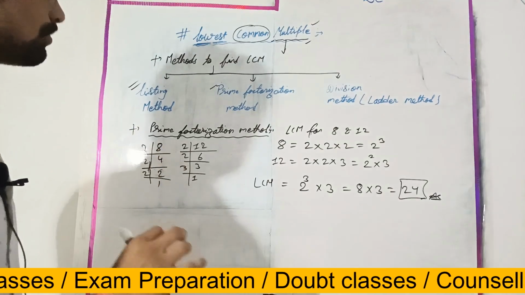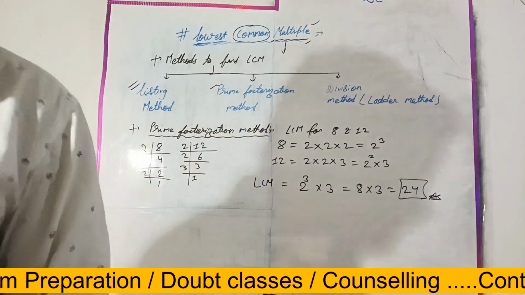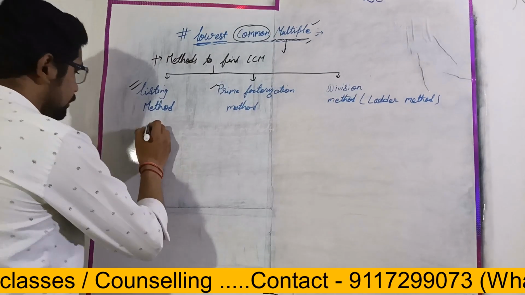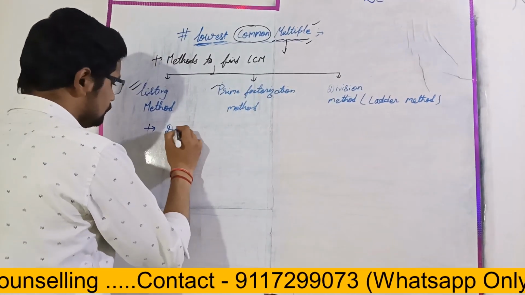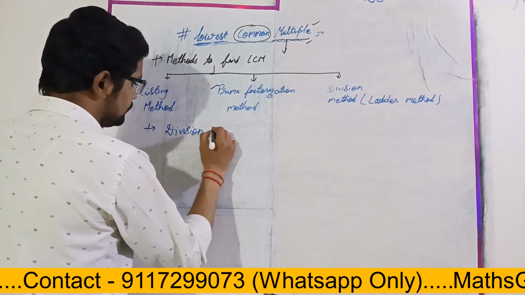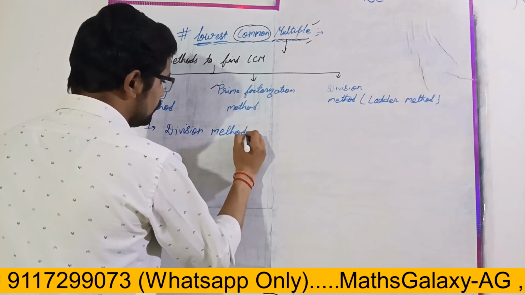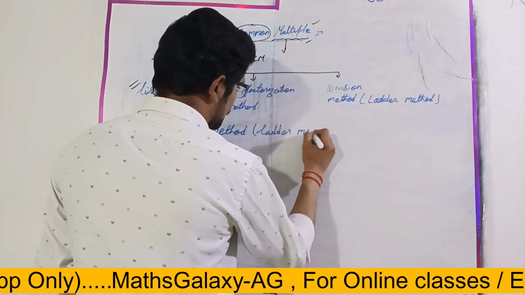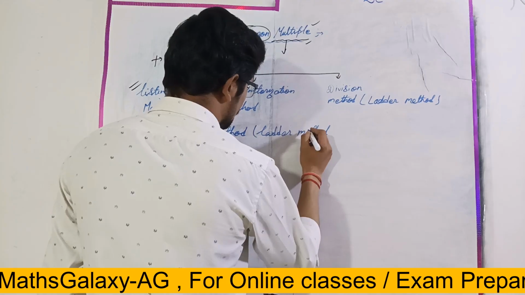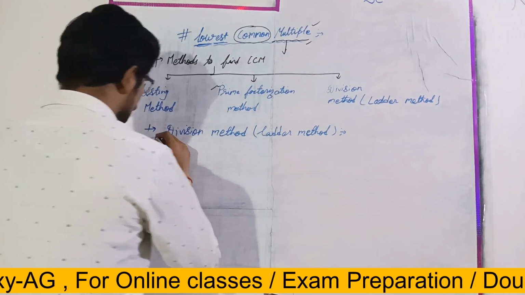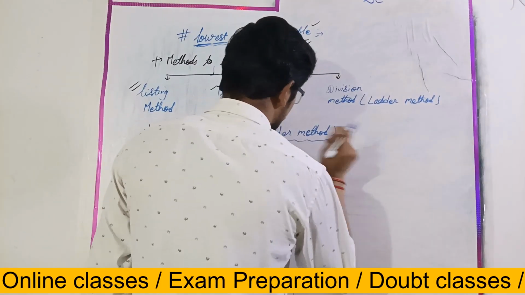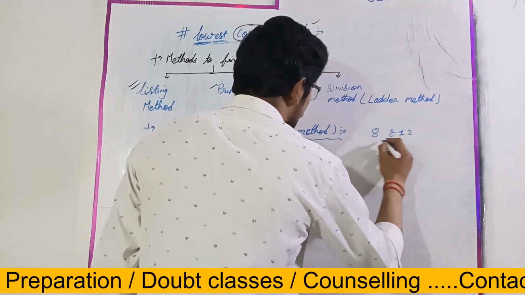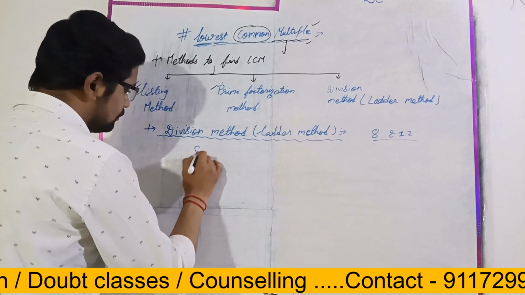Now we will do the same question by the division method or ladder method. Now we will do our third method, which is the division method, also known as the ladder method. We will do the LCM for 8 and 12. Let's see how we will do it.